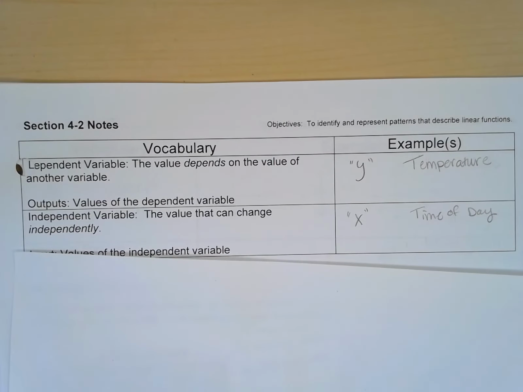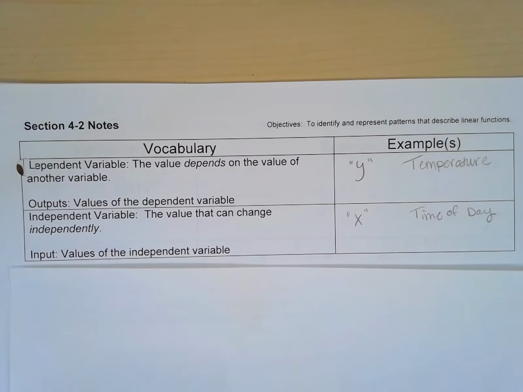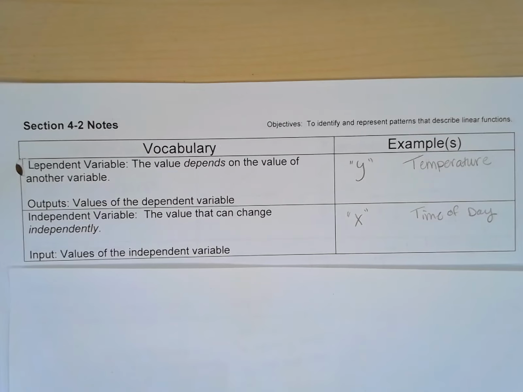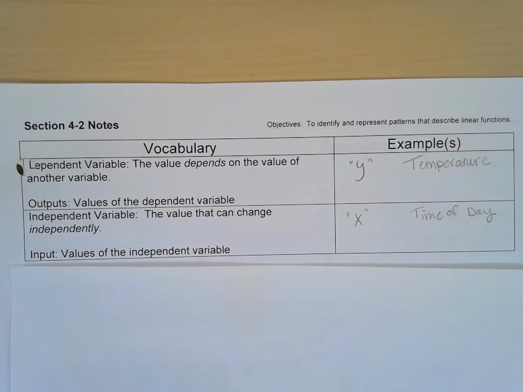This is Chapter 4, Sections 2 and 3 notes. Now these used to be two separate sections, but they go so well together that we decided to put them together. We're going to start with a little bit of vocabulary. So we're going to start with dependent variables.